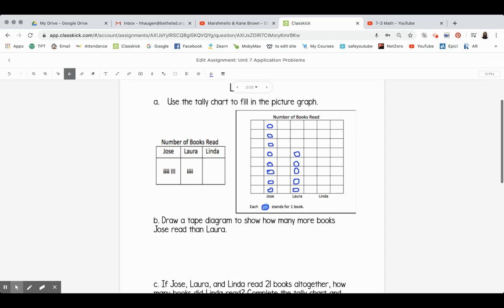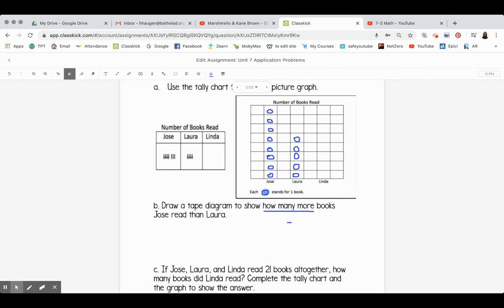For B, it says, draw a tape diagram to show how many more books Jose read than Laura. Well, we know to find how many more, we have to subtract, right? How many more tells me to subtract. Well, they want us to draw a tape diagram to show this. So in order to draw a tape diagram, we have to think about what a tape diagram looks like when I want to show that I need to subtract. To do that, I need 2 bars. I need a long one and a shorter one.